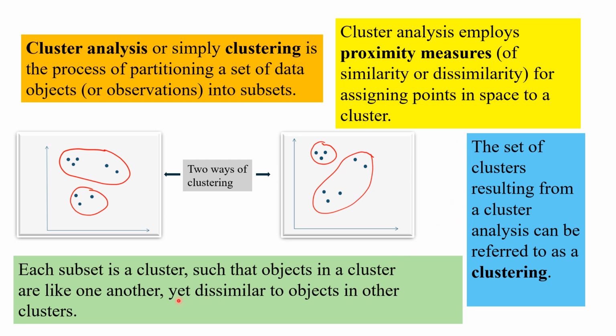So, continuing, each subset is a cluster. So, this is a cluster, this is a cluster. And we want that the objects in a cluster are like one another and dissimilar to the objects in other clusters. And the set of clusters resulting from a cluster analysis can be referred to as a clustering. This whole thing is a clustering. These are individual clusters.